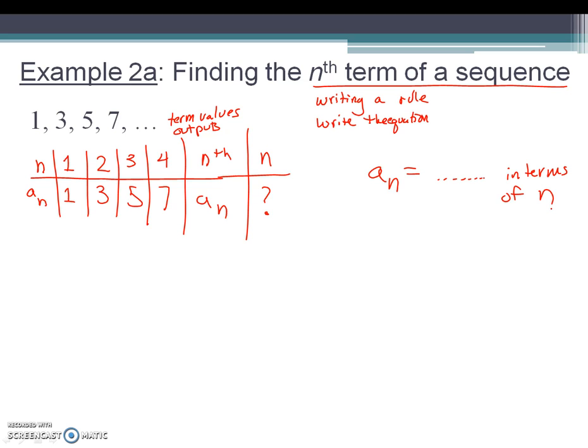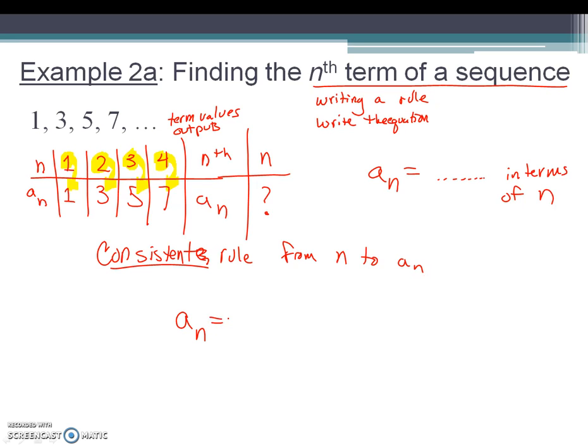How can I write a rule that gets me from 1 to 1? And the same rule should get me from 2 to 3, from 3 to 5, from 4 to 7. So we want a consistent rule that gets us from n to a sub n. And in this particular case, maybe perhaps we've figured that out by now. It is 2n minus 1. And it will work for all cases.